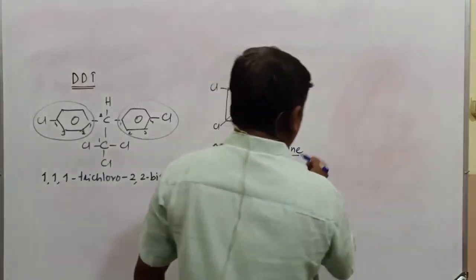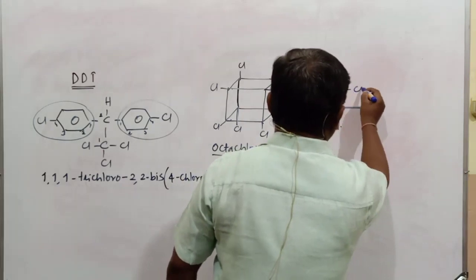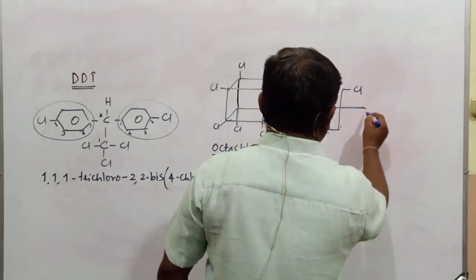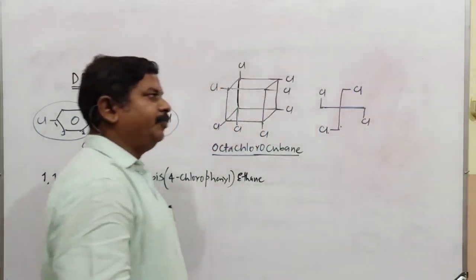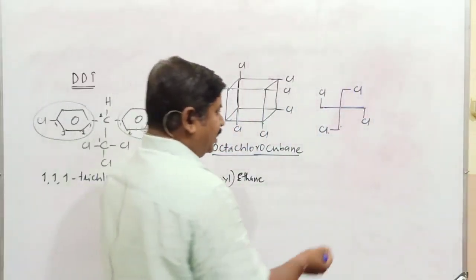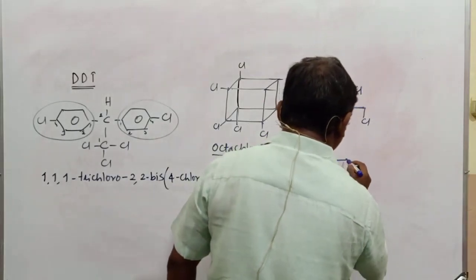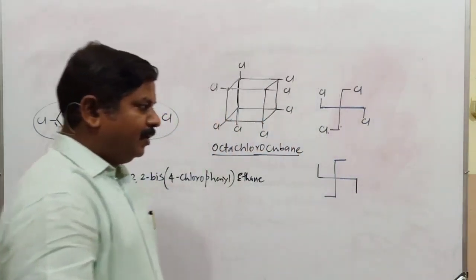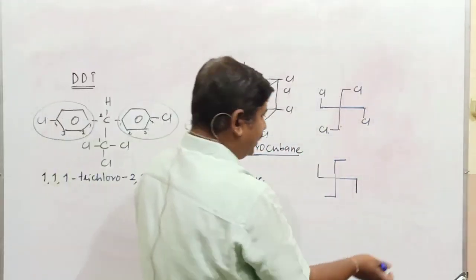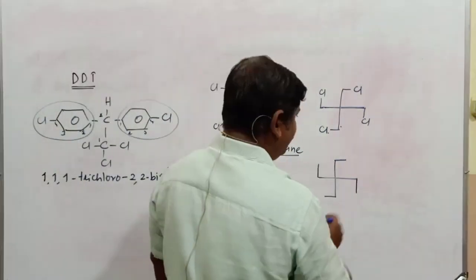And last, I'll mention one more compound. This is chlorine, this is chlorine, this is chlorine, and this one is chlorine. What is the correct IUPAC name of this compound? In first PUC, at the time of studying nomenclature, we discussed the nomenclature of this compound. Locally, this one is commonly known as swastik. So what is the IUPAC name of this one?